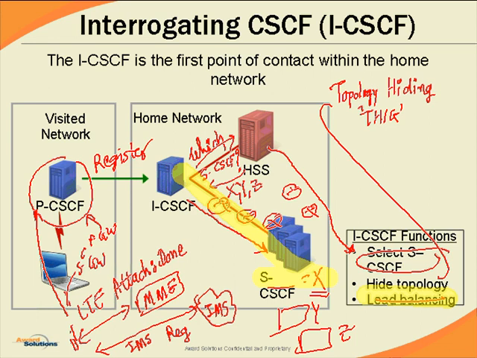So the interrogating CSCF is always in the home network, okay? And the proxy could be visited or home. So the interrogating CSCF is always inside the home network.